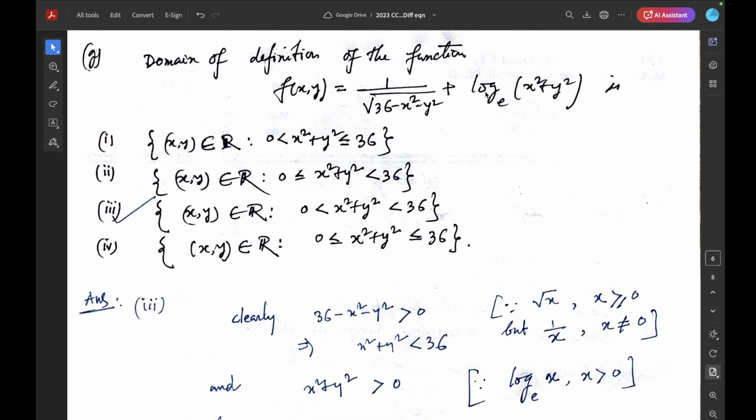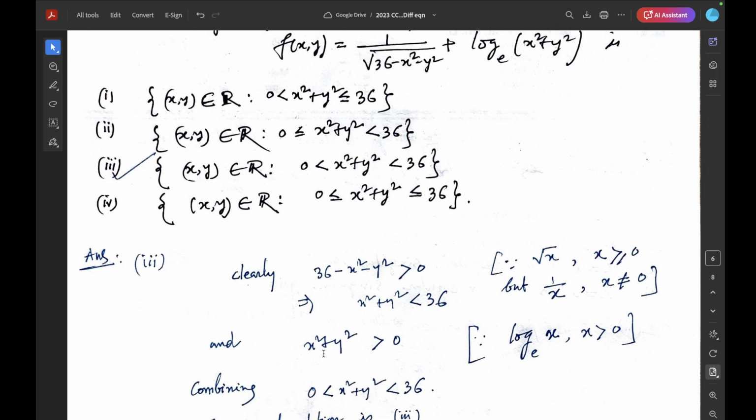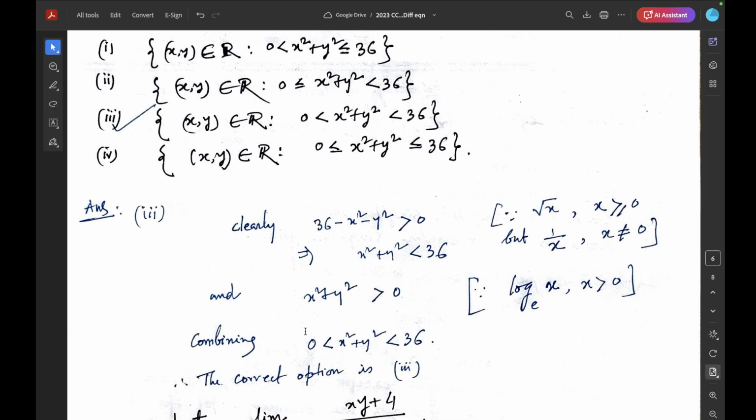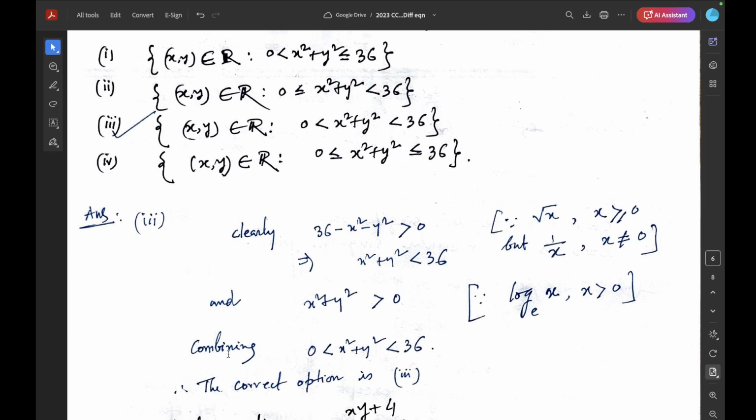Next, log of (x square plus y square) to the base e is defined only when x square plus y square is positive. So x square plus y square is greater than 0. Combining this, we get 0 less than x square plus y square less than 36. So the correct option is 3.